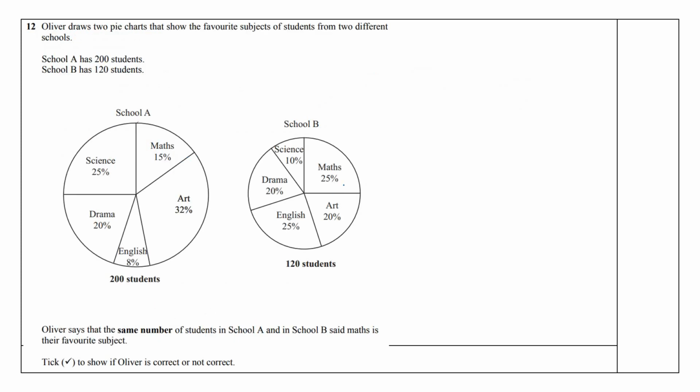Moving on. Next, Oliver draws 2 pie charts to show the favourite subjects from students from 2 different schools. School A has got 200 students and School B has 120 students, which accounts for the fact that School B is a smaller circle. Oliver says that the same number of students in School A said maths is their favourite subject as in School B. So first off, we'll need to work out 15% of 200. Well, 10% of 200 equals 20. 5% would be 10. And so that would mean that 30 students in School A said maths was their favourite subject.